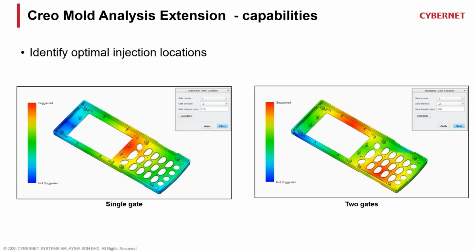It also has an option for the gate location. You can choose either a single gate or two gates. We have a function called automatic gate creation, which can run a preview to recommend the suggested location to put the gate. If you want one gate, it will suggest based on one gate. If you want two, it will suggest based on two different locations.